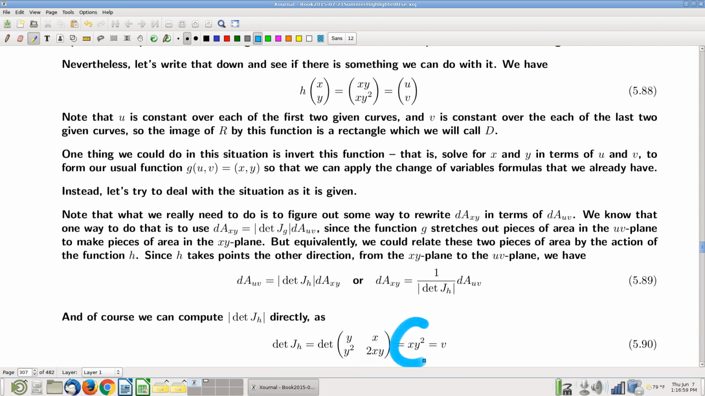Well, you get xy squared. And then that xy squared, you have to ask, how do I write that in terms of u and v? And luckily, it's easily seen to be v. Okay, now what do I do with that determinant of the Jacobian?